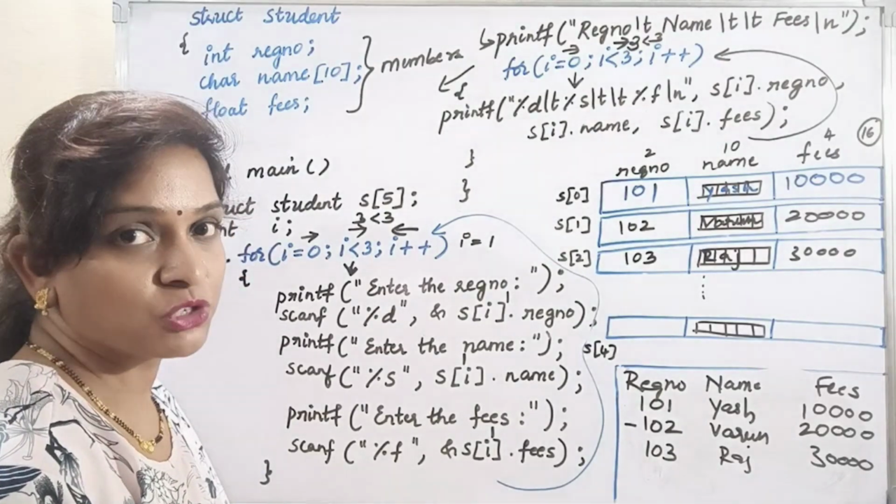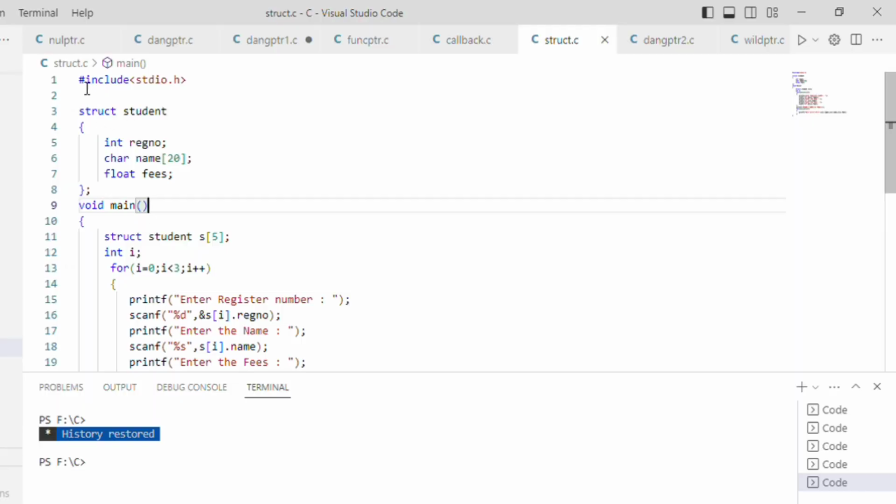So let us see the execution of this program. Here we have the complete program. The structure by name student we have defined with the members register number, name and fees. In the main we have the structure declaration. Just observe here, we say struct student followed by the array variable s, and the subscript, that is the dimension, I have given as 5, which means I can store 5 student details.